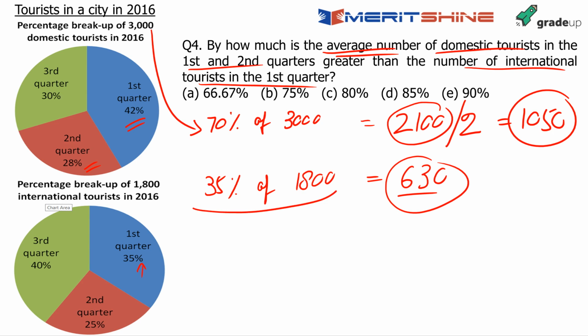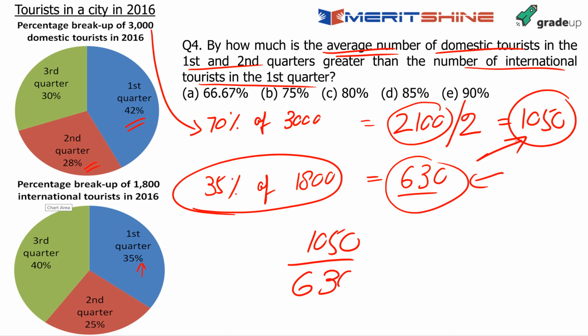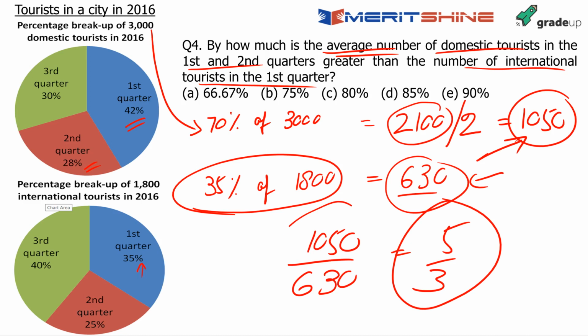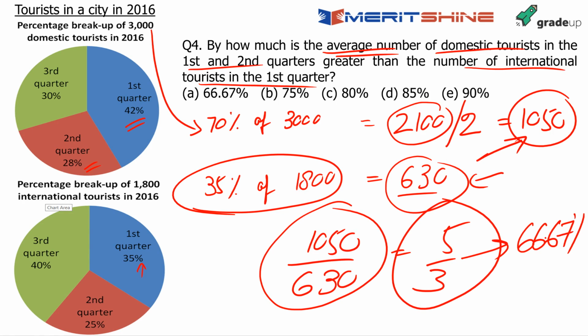Now look at this: 35% of 1800. That's very simple to calculate. That's 630. So basically you need to calculate by how much percent 1050 is greater than 630. Now 1050 upon 630, we will again use that same approach. This is 5 by 3. I do not subtract 630 from 1050 and take base as 630 and then calculate. It's a waste of time. 1050 upon 630 is the same as 5 by 3. 5 by 3, a difference of 2 over 3. What is the answer? 66.67%. So that's the answer in this case. That's option A.